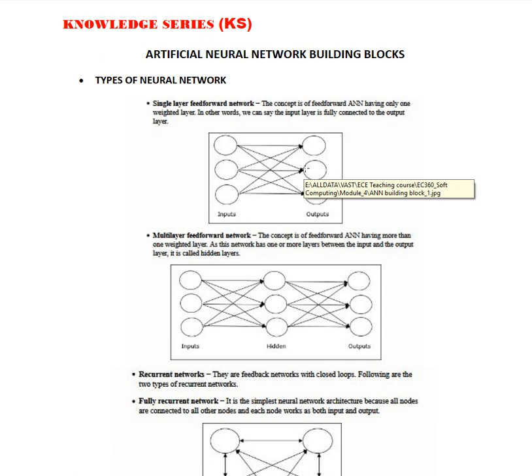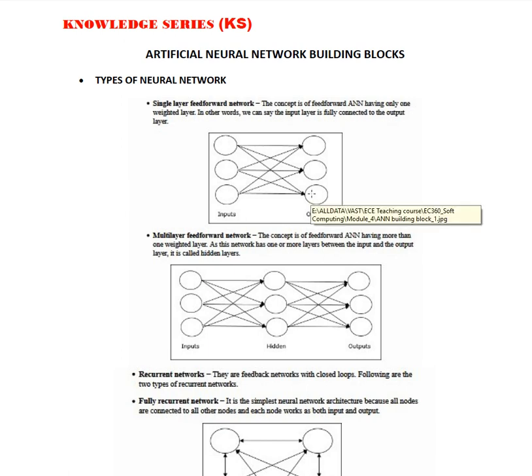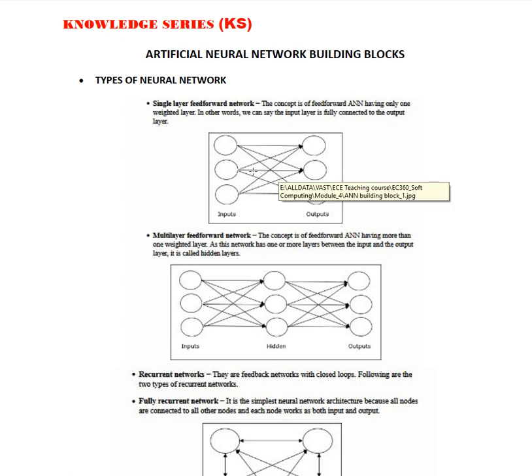Now if you try to see these network building blocks, they are categorized based on the topology, based on the weight adjustment that we consider, and also based on the activation functions. So topology is important. The second part is weight adjustment, and the third part is the activation functions. The network topology gives us an idea about different types of networks. That is what we are going to see in these slides.